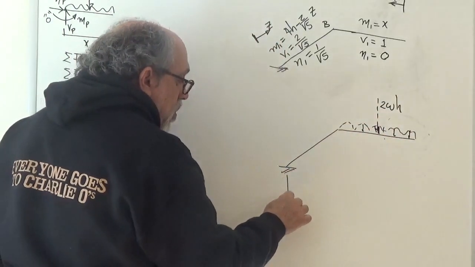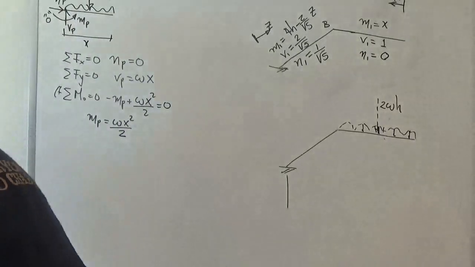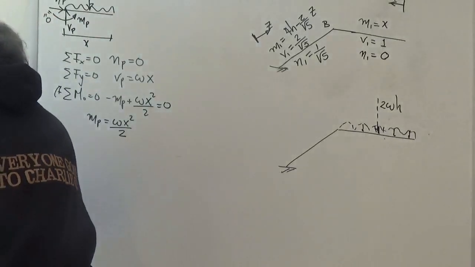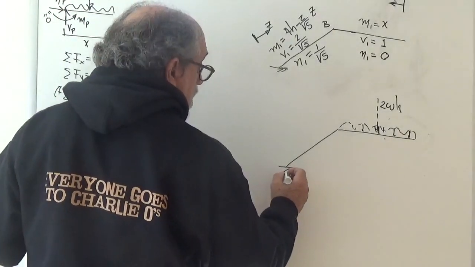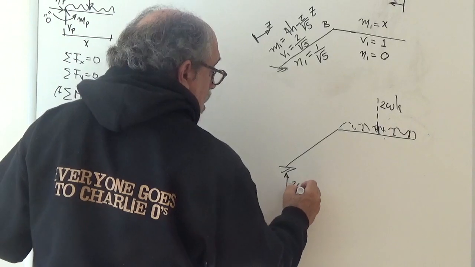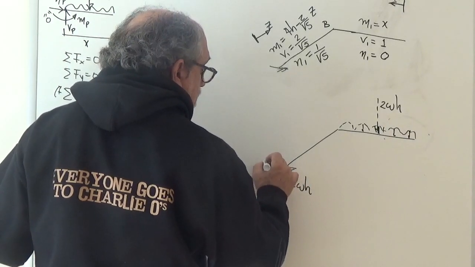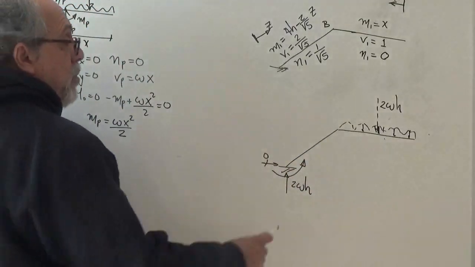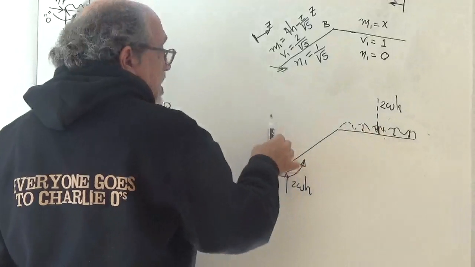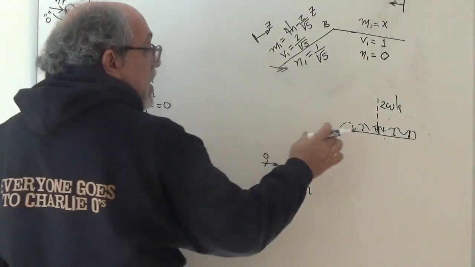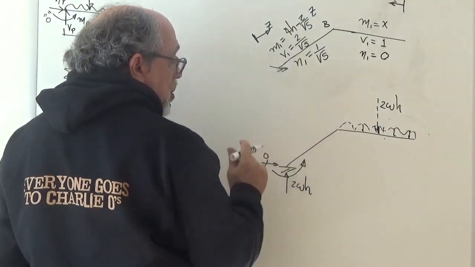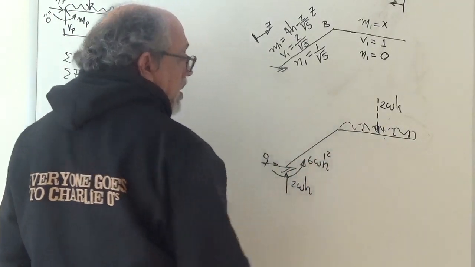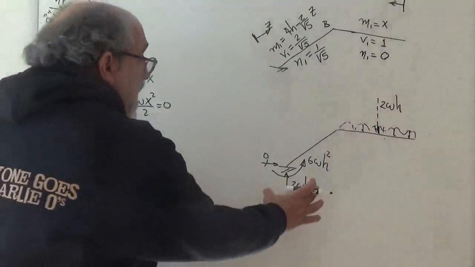From sum of the forces in Y, we find that this reaction is 2WH. We find that the horizontal reaction is 0, and we find that there is a moment here, and that moment is obviously this load times this distance, and that distance is 1 H here plus 2 H's is 3 H's, so this is 6WH squared. So those are the reactions, right?